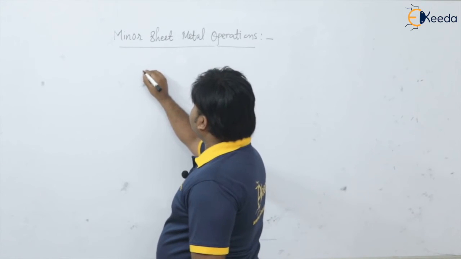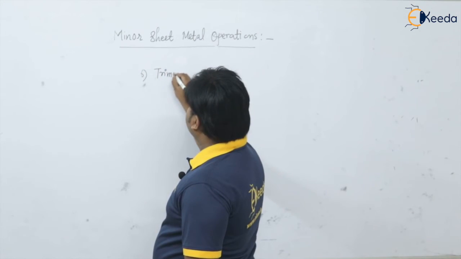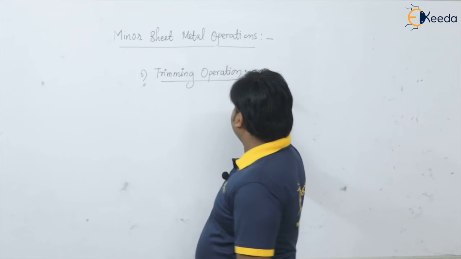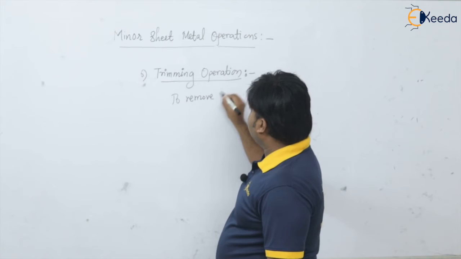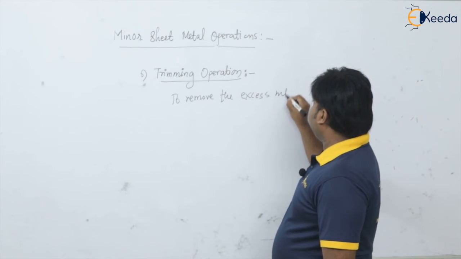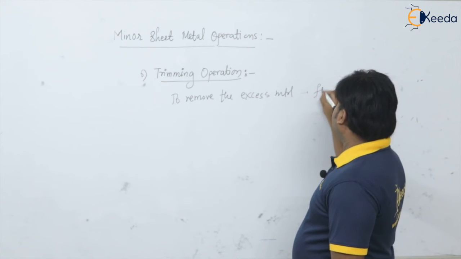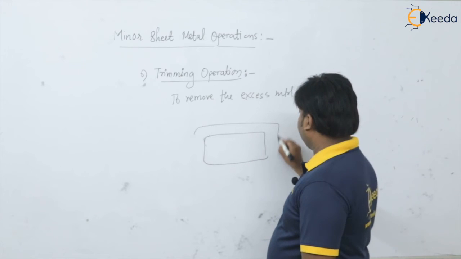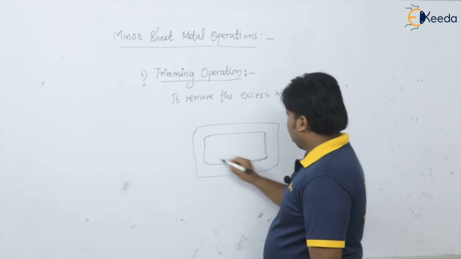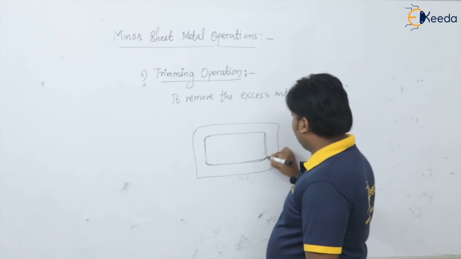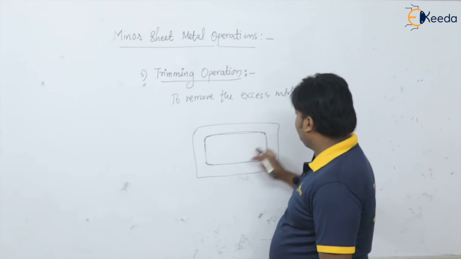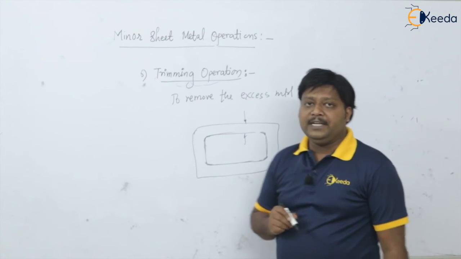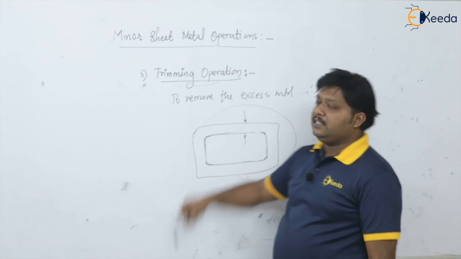Next we are having the trimming operation. So what is this trimming operation? It is to remove the excess material, which is in the form of flash. Suppose this is my part and this is the excess material around it produced during the operation. Generally in closed die forging operations, this flash is produced, this excess, unwanted material. This can be removed by the trimming operation. So to remove the excess material we use the trimming operation.